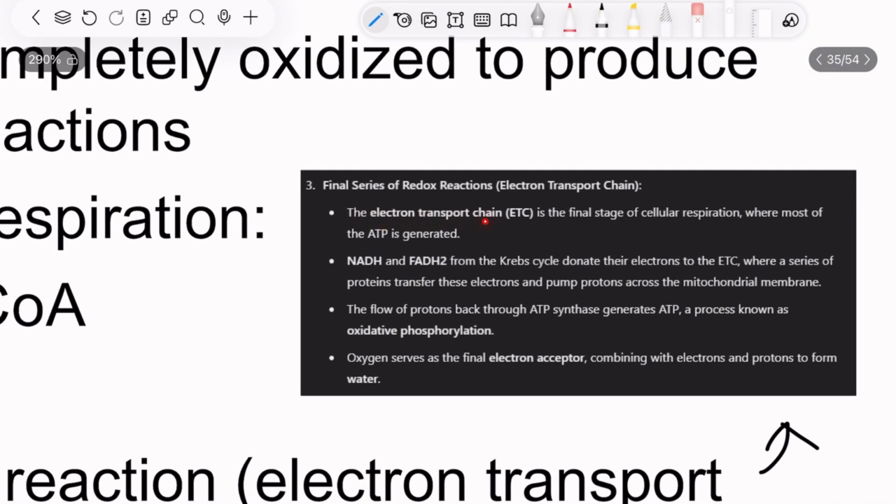The electron transport chain, or the ETC, is the final stage of cellular respiration, where most of the ATP is generated. So the NADH and FADH2 from the Krebs cycle donate their electrons to the ETC, where a series of proteins transfer these electrons and pump protons across the mitochondrial membrane. The flow of protons back through ATP synthase generates ATP, a process known as oxidative phosphorylation. Oxygen serves as the final electron acceptor, combining with the electrons and protons to form water.